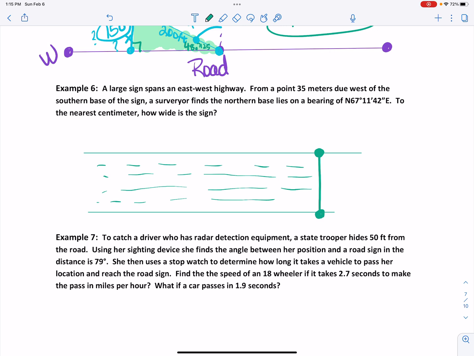Okay, so from a point, I'm going to read this. I've got the highway drawn. From a point 35 meters due west, so here's west, of the southern, here's southern.